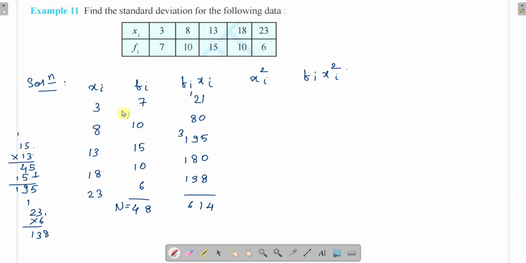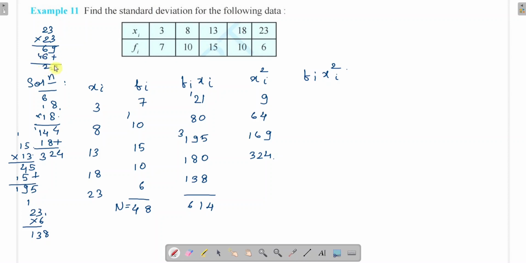Okay, now we can calculate xi square. So 3 square is 9, 8 square is 64, 13 square is 169, 18 square is 324, and 23 square is 529. Okay. Now let us calculate fi times xi square.